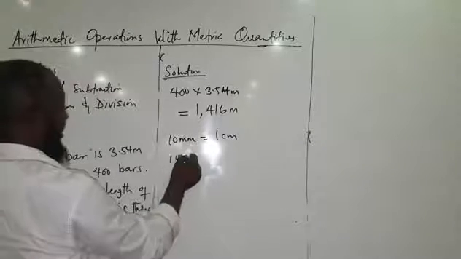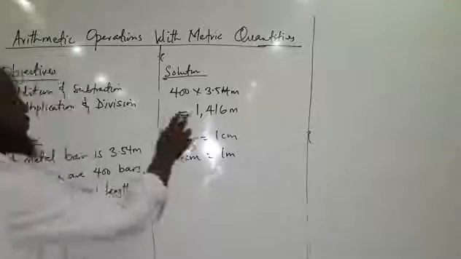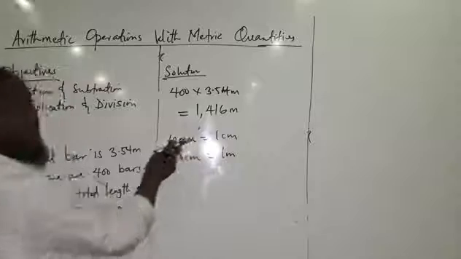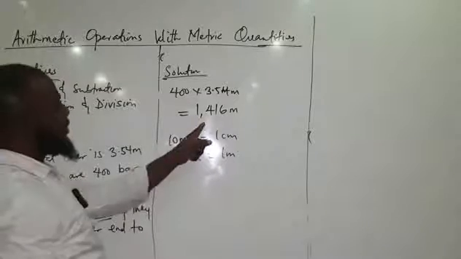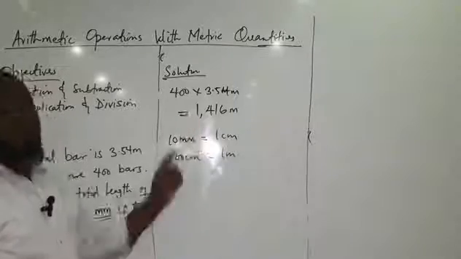Then 100 centimeters equals to what? 1 meter. So we have to move from meters back to millimeters. Which means meters is more than millimeters. We are converting from meters to millimeters. What are we going to do?